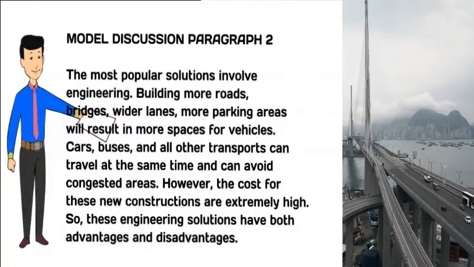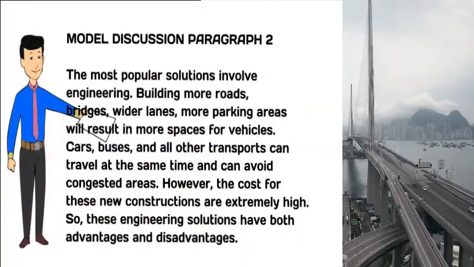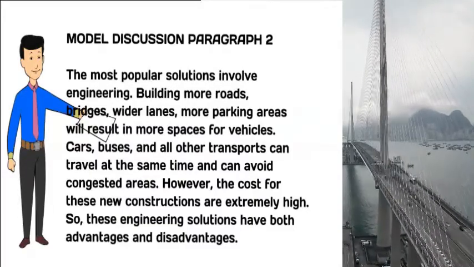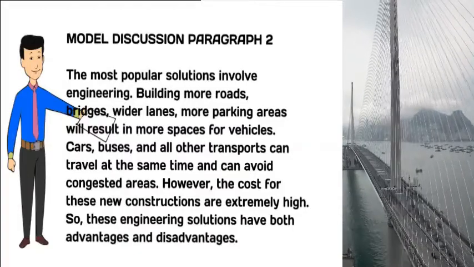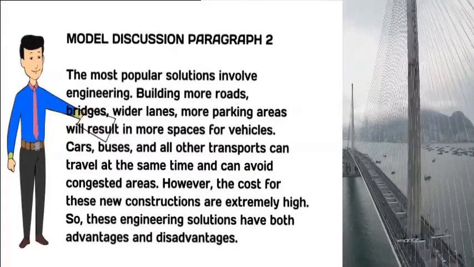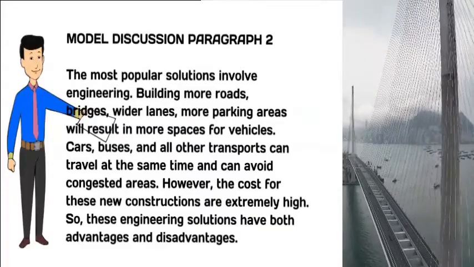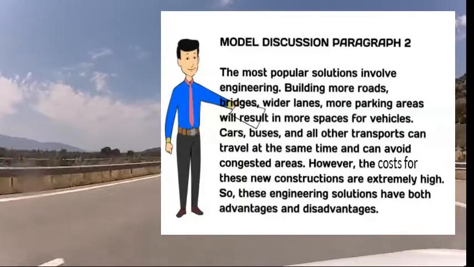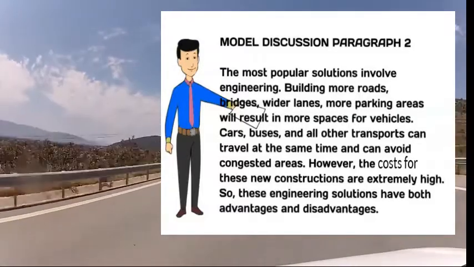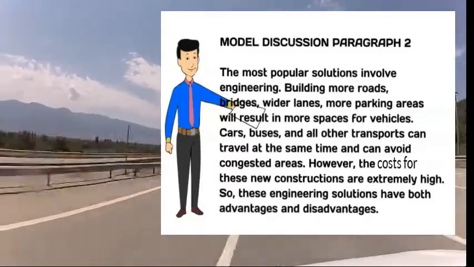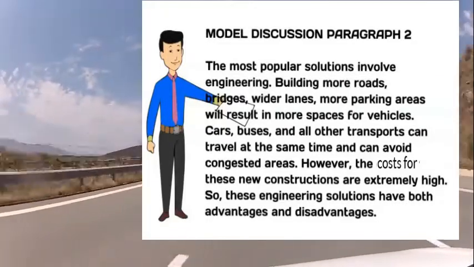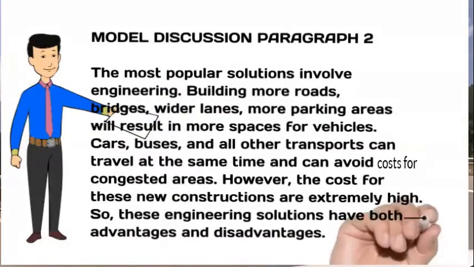Look at this example. The most popular solutions involve engineering. Building more roads, bridges, wider lanes, more parking areas will result in more spaces for vehicles. Cars, buses, and all other transports can travel at the same time and can avoid congested areas. However, the cost for these new constructions is extremely high. So these engineering solutions have both advantages and disadvantages.